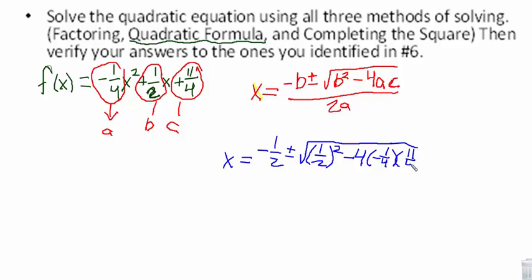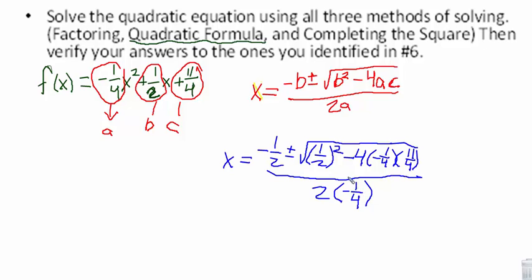Now, let me say this. When you plug it in your calculator, it should look exactly like this, except of course you can only plug in a plus or minus. You can't do a plus and minus in the calculator. But make sure this fraction covers all of this, not just this portion right here. A lot of people are only dividing this portion by the 2A, but it's the whole thing. So it's 2 times my A, which is negative 1/4, because that's my A value.